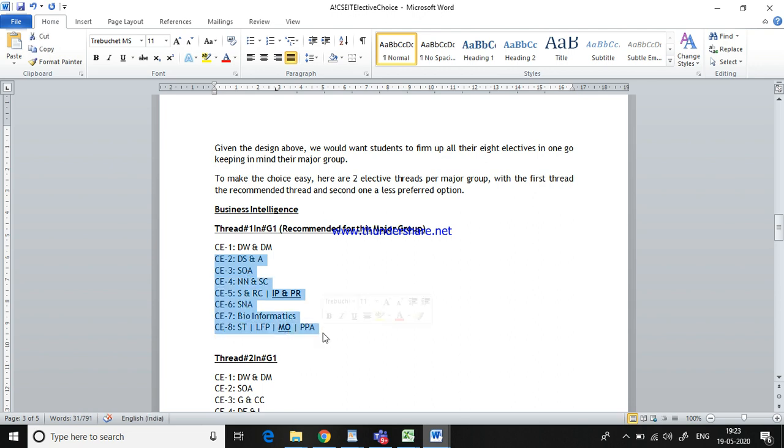So this is in the business intelligence group. So again, these are the preferred subjects that are marked here. And for the last core elective 8, currently HCI was chosen as the self-study option. Earlier mathematical optimization was offered.